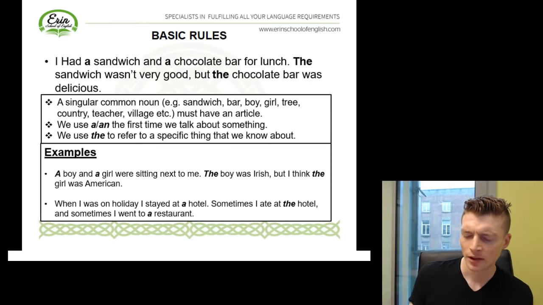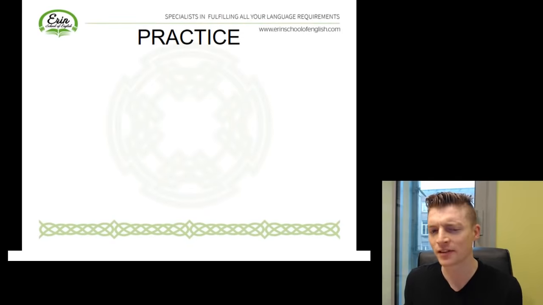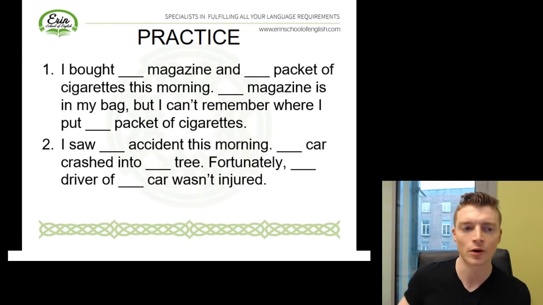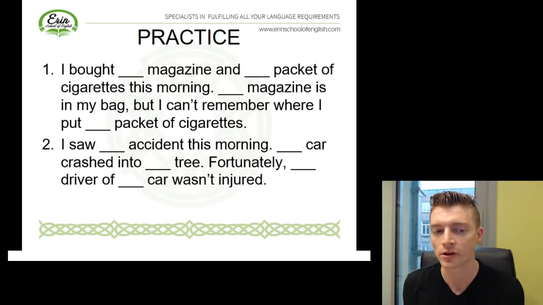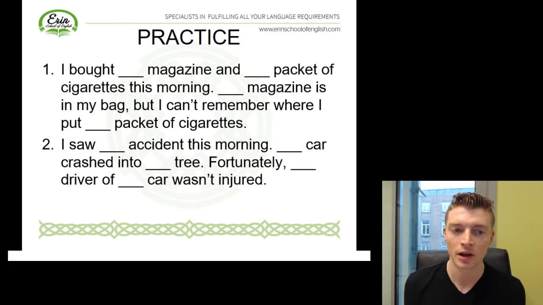All right, let's do a bit of practice with these basic rules. So have a look. We've got two sentences here. In the blank space, see if you can choose whether you need to use the indefinite article, a or an, or the definite article, the.